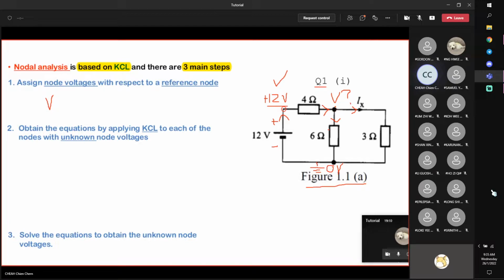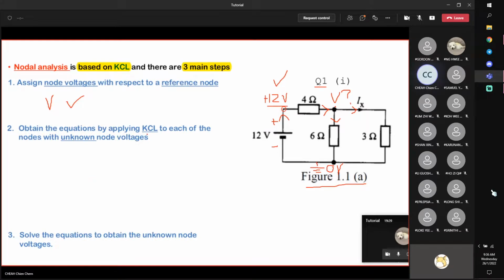So at the beginning, we really do not know what will be the directions. We just assume certain directions, and then we look at the answers. If the answer is positive, it means that the directions we assume are correct. If not, it just means that it should be the other way around. So this is the first step, assign node voltages.